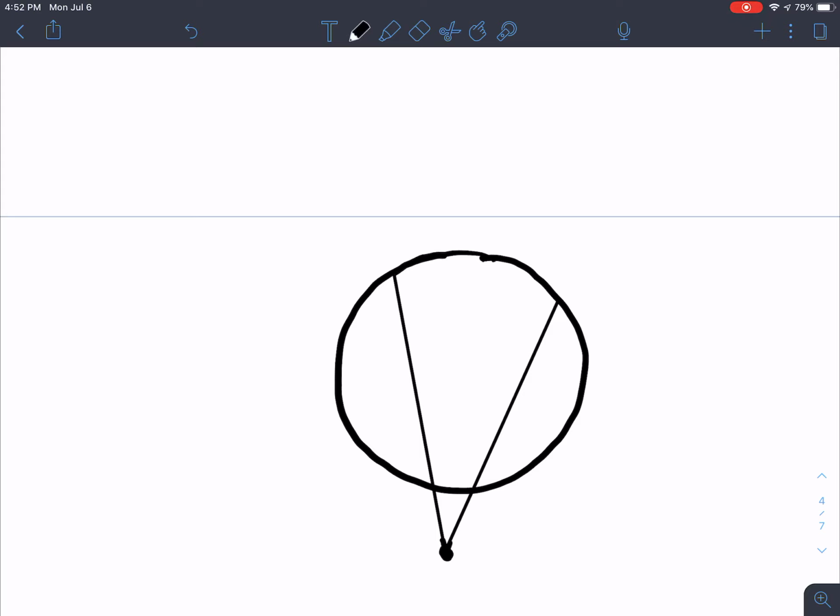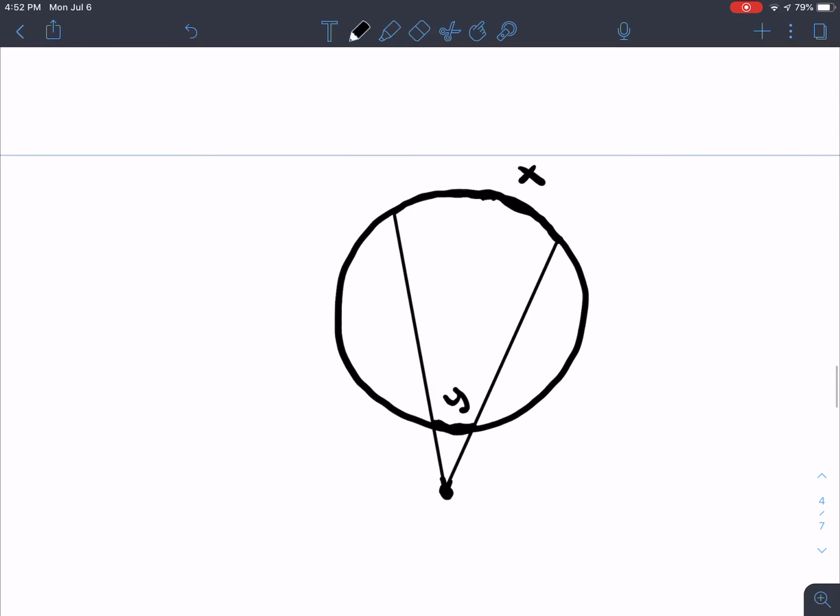So if this large arc is x and this small arc is y, we need to find the measure of the intersecting angle right here. So to do that, the formula is x minus y over 2. So it's the large arc minus the small arc divided by 2 to find the intersecting angle's measure.